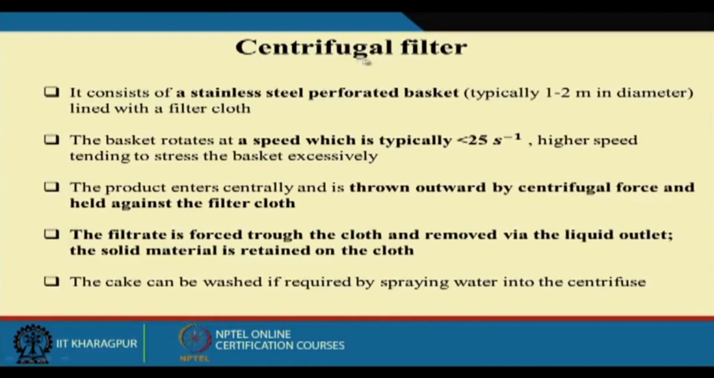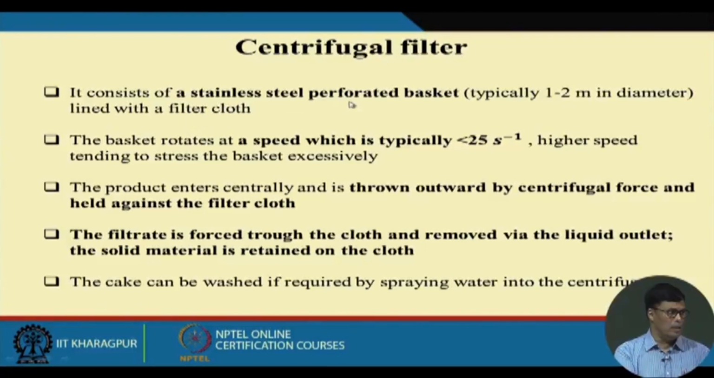Now let me first discuss the centrifugal filter. It consists of a stainless steel perforated basket, typically 1 to 2 meters in diameter, lined with filter cloth. Basically, we take the material inside the centrifuge and rotate it at high speed. The solid material is thrown to the surface where the filter cloth is, so it is accumulated on the surface, and then the liquid will go out because the basket is perforated. The basket is rotated at a speed of 25 per second, a high speed tending to stress the basket excessively. The product enters centrally and is thrown outwards by centrifugal force and held against the filter cloth. The filtrate is forced out and removed through the liquid outlet, and the solid material is retained in the cloth.